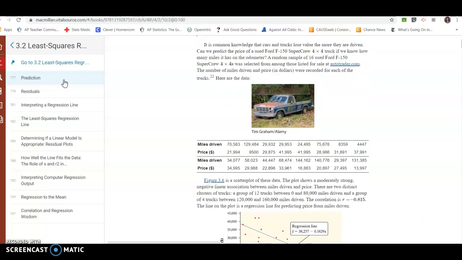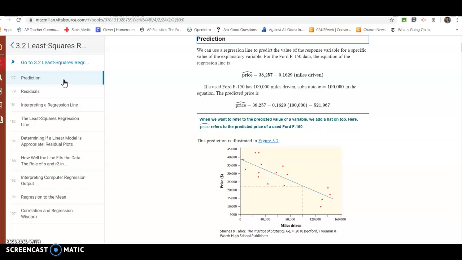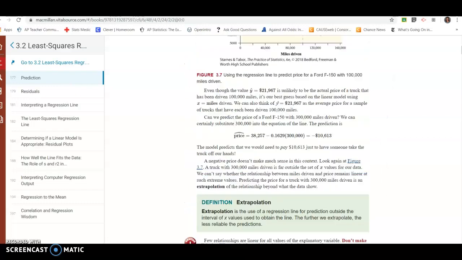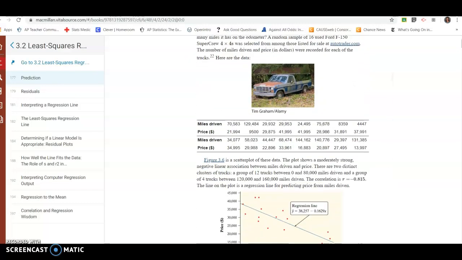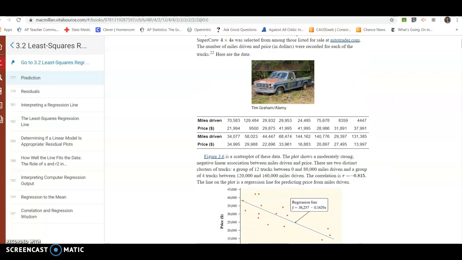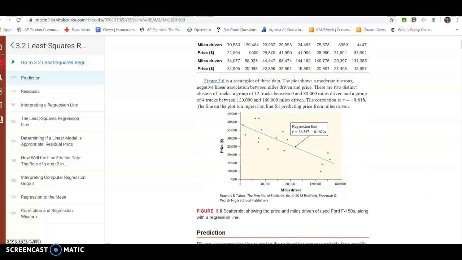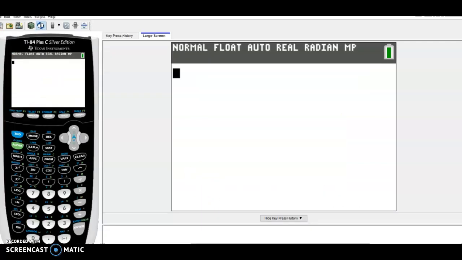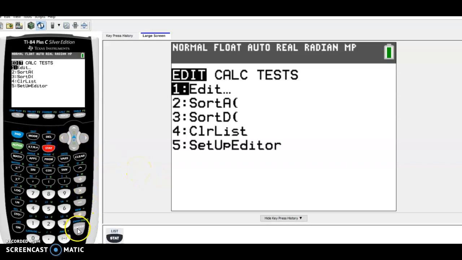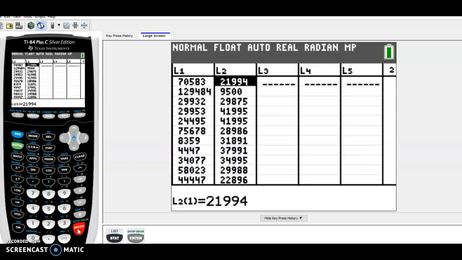And so pause the video and enter the values here for miles driven, one long list there, and then prices as well. And then we will work through, you can see here, we'll do the scatter plot, we'll get the regression line and everything else that we need. Okay, so now that we're ready, all the data I have entered into list 1 and 2.